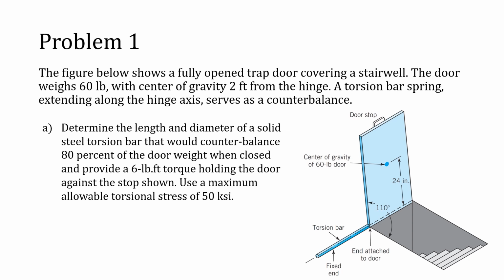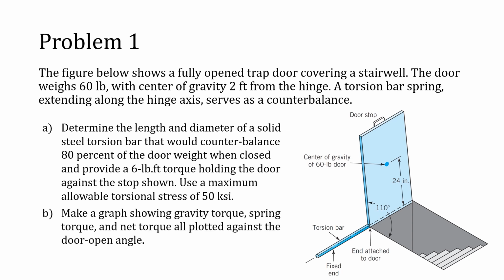For this problem, we can use a maximum allowable torsional stress of 50 KSI. Then for part B, we have to make a graph showing the gravity torque, the spring torque, and the net torque, which are all plotted against the open door angle. This part might not make that much sense yet, but it'll make sense once we're actually going through the problem.